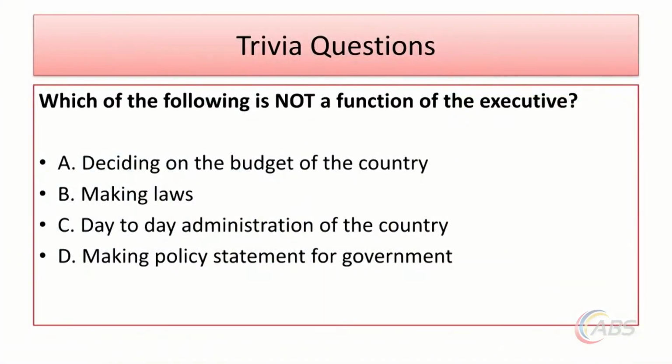Which of the following is not a function of the executive? A, deciding on the budget of the country. B, making laws. C, day-to-day administration of the country. Or D, making policy statements for government.